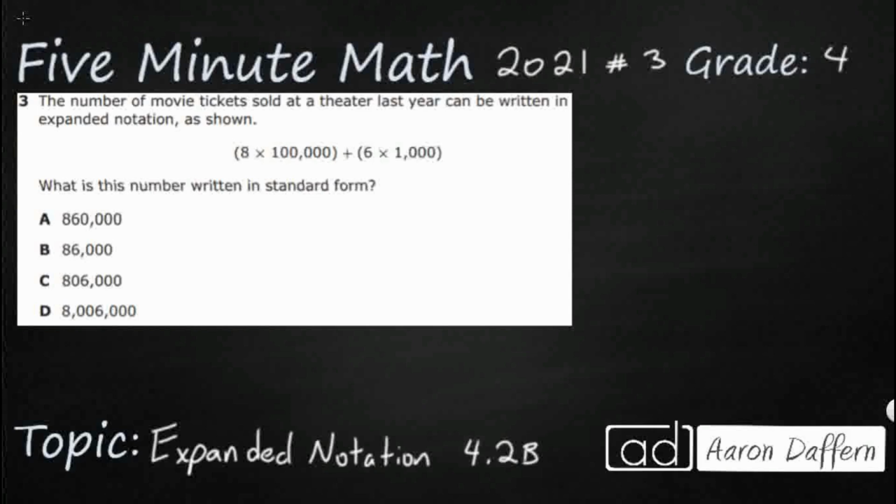So we have a number of movie tickets shown, and they give it to us in expanded notation. It's 8 times 100,000, 6 times 1,000, and we need to figure out how to write this in standard form. So standard form, that's what you see down there in A, B, C, D, just plain numbers. But there's a lot of missing place values there. All we have is the 100,000 and the 1,000.